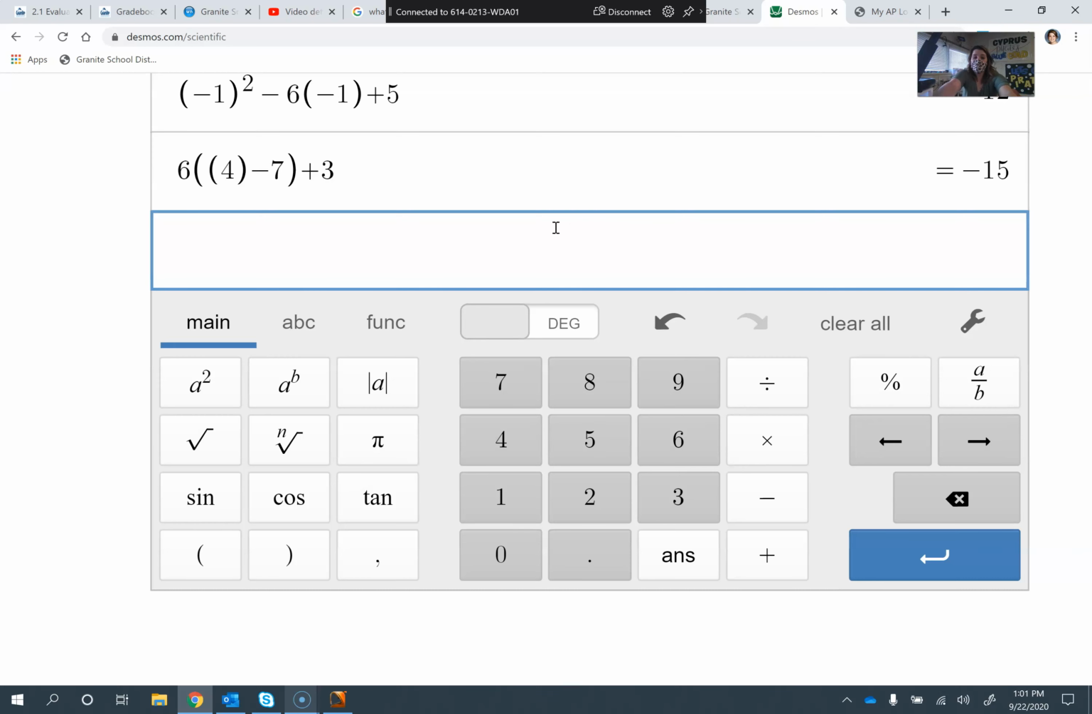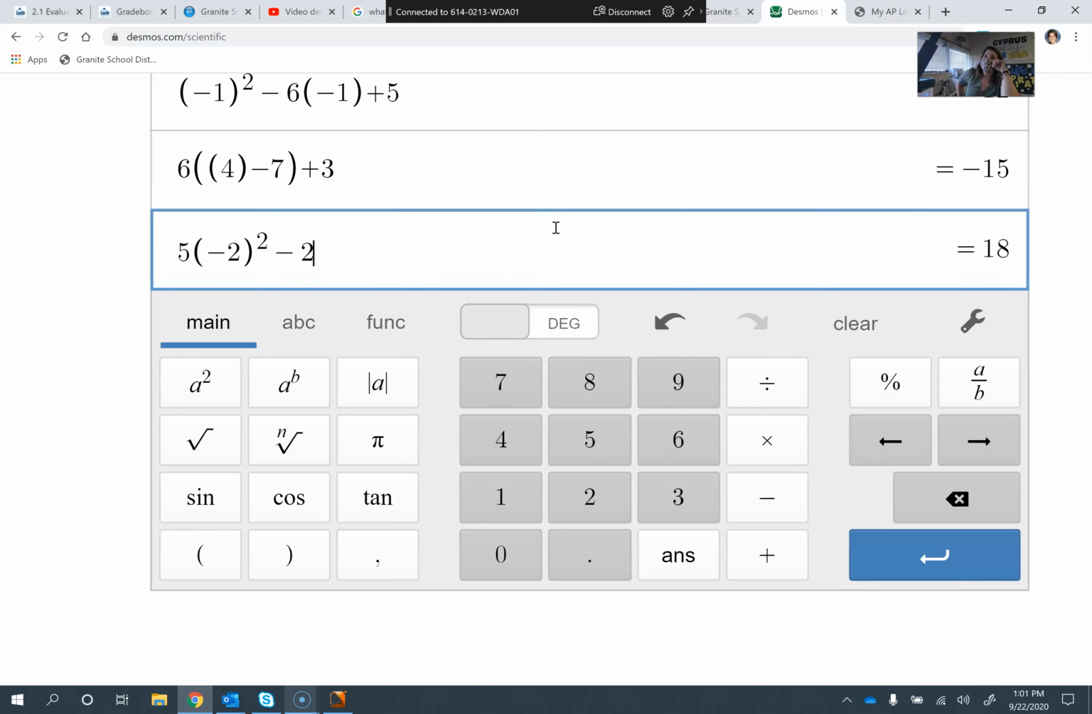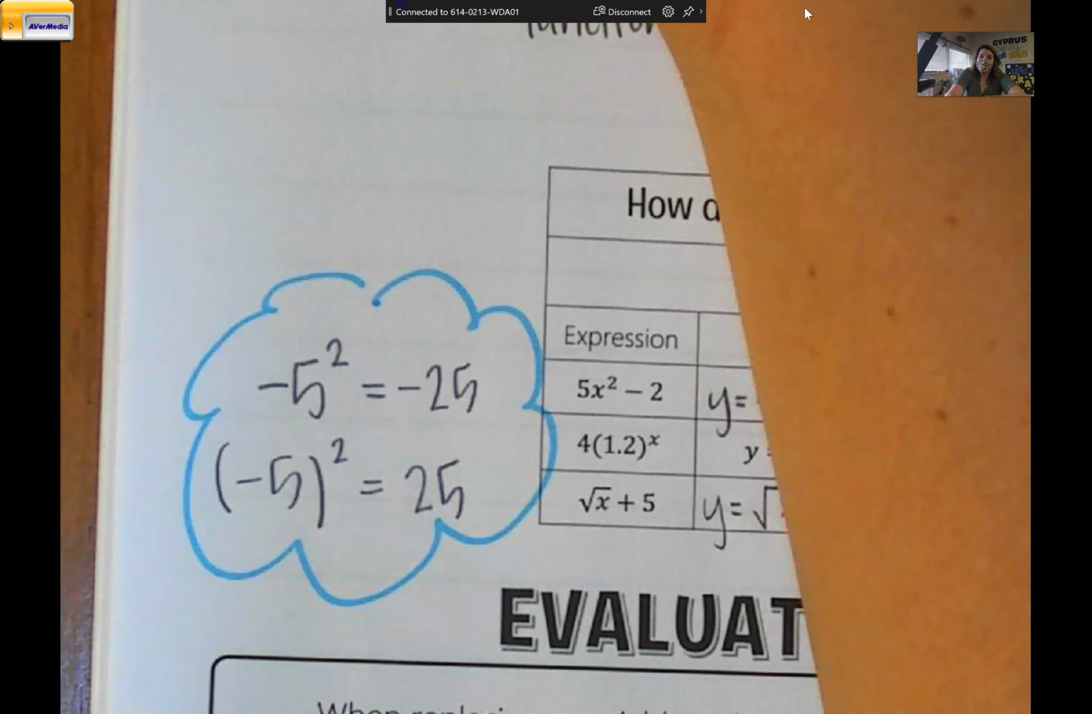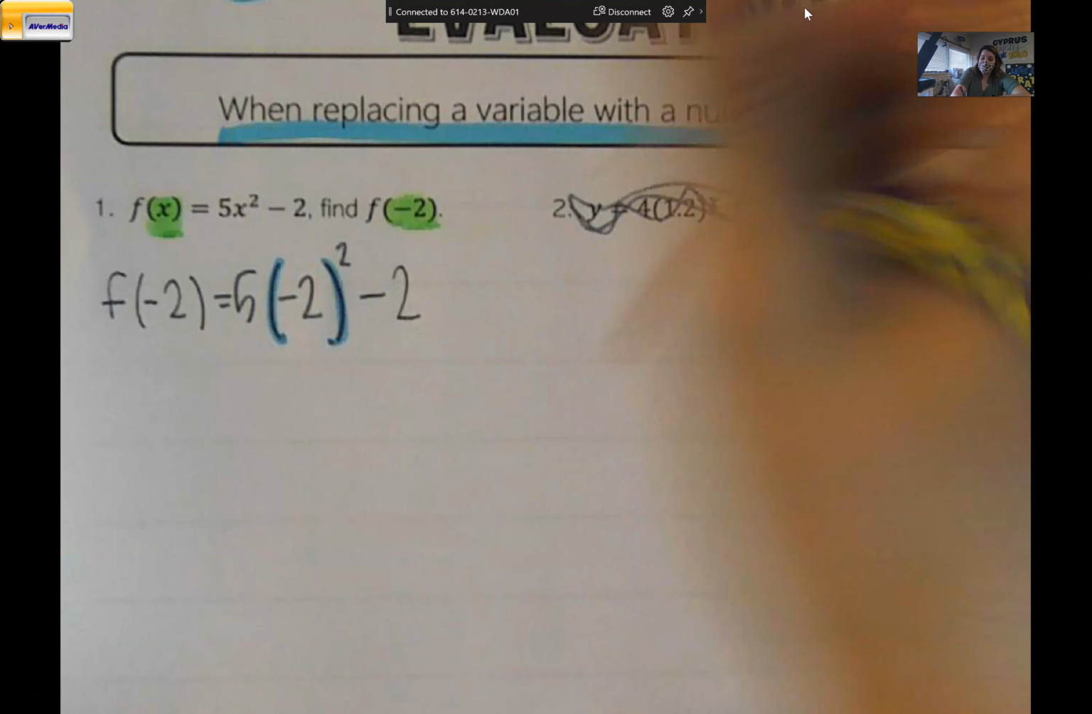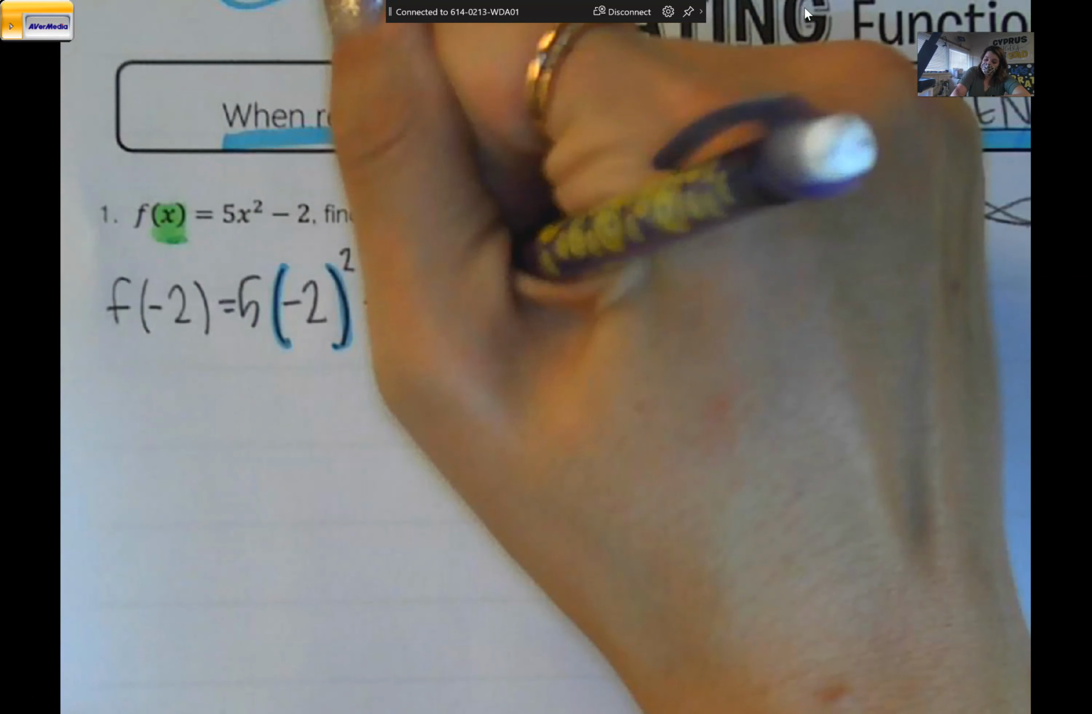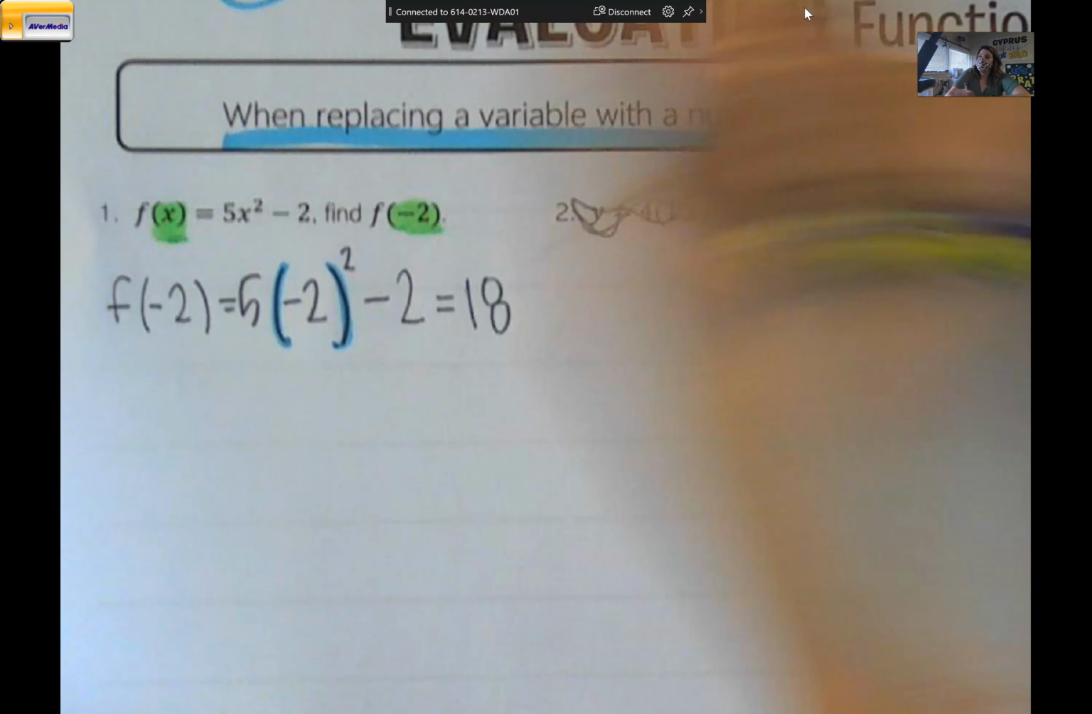So I'm going to say 5 parenthesis negative 2 parenthesis. And then for most of you, the power will be shift 6, squared, minus 2. So this calculator is telling me that this goes to 18. This is 18. So when you plug these into your calculator, you are going to plug them in exactly as you see them. So this was 18.